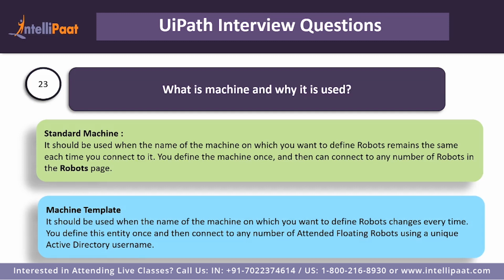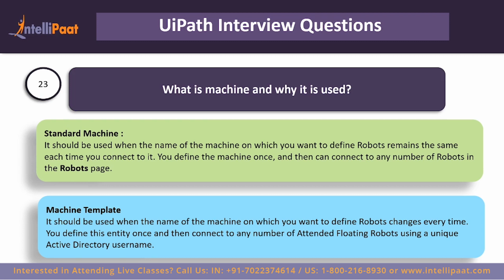Going along with that question itself, in the machine section we'll talk about the two different kinds of machines, right? You mentioned that there is a standard machine and there is a template machine. The standard machine should be used when the name of the machine on which you want to define robots remains the same each time that you connect to it, right? You define the machine once, and then you can connect any number of robots in the robots page to a standard machine. So basically, if you want to use the same machine again and again, you do not need to define it again and again; you can define it once and attach any number of robots that you want to a standard machine.